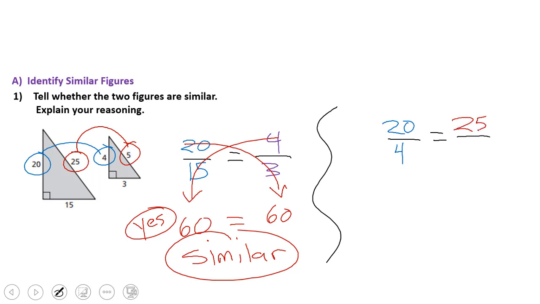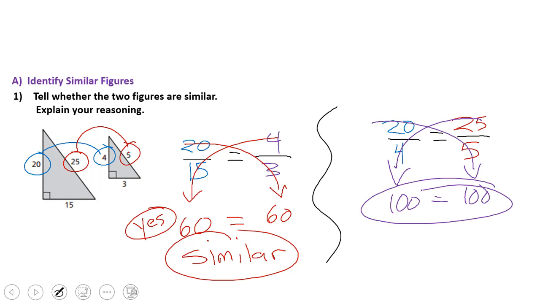So 25 to 5. Now I always go the same direction. Notice the larger is on top of both, the smaller one is on the bottom of both. I could have gone the other way: 4 to 20 and 5 to 25. I can go smaller to larger if I want. Now I go 20 times 5, that's 100, and 25 times 4, that is 100. So yes, we have similar figures.